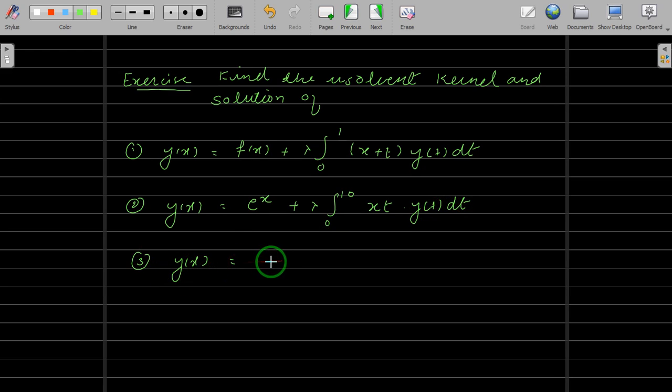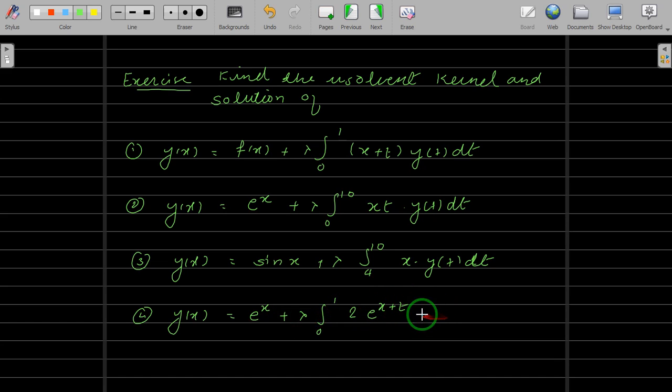y of x is equal to sin x plus lambda integral 0 to 1 of x y of t dt. And the fourth one, y of x is equal to e raised to x plus lambda integral 0 to 1 of 2 e raised to (x plus t) y of t dt. So if you have time, you can solve this by using both the methods.